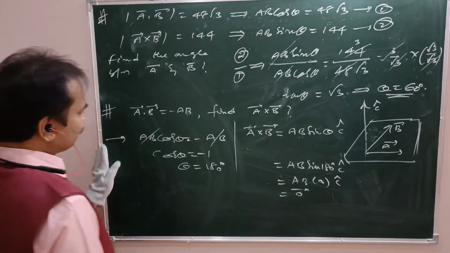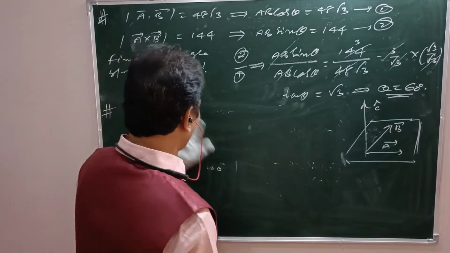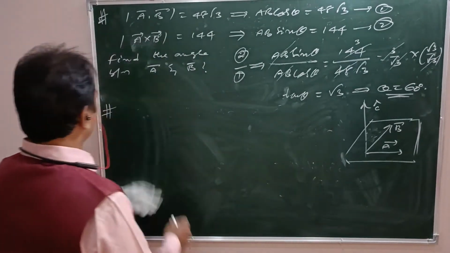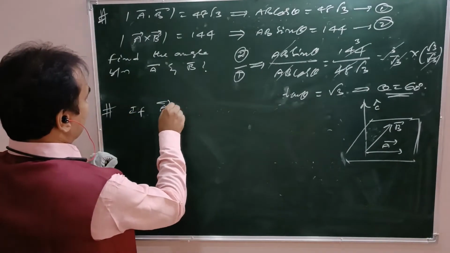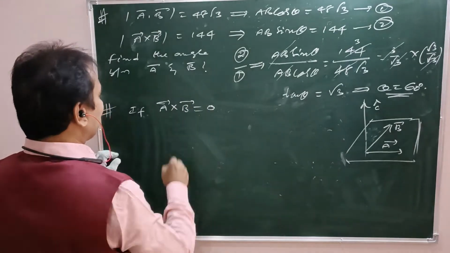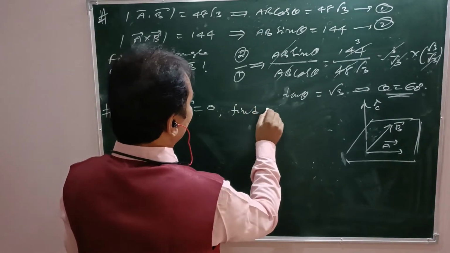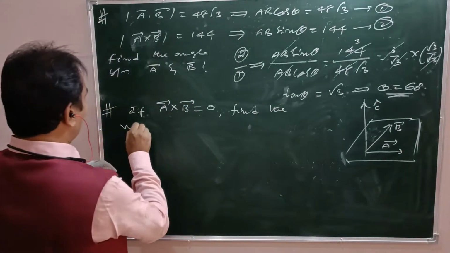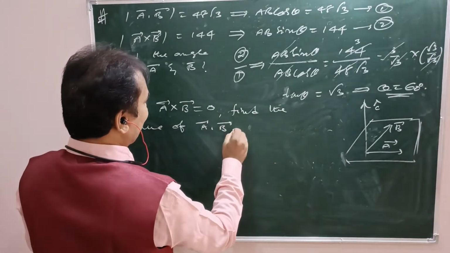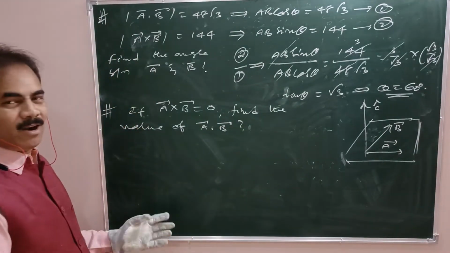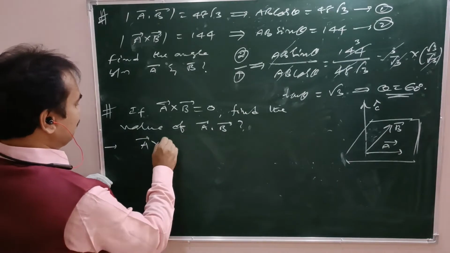Now coming to another one. Suppose A bar cross B bar equal 0, find the value of A bar dot B bar. Find the value of A bar dot B bar. Now see, A bar cross B bar equal 0, null vector.